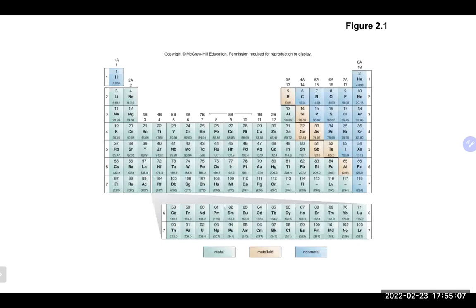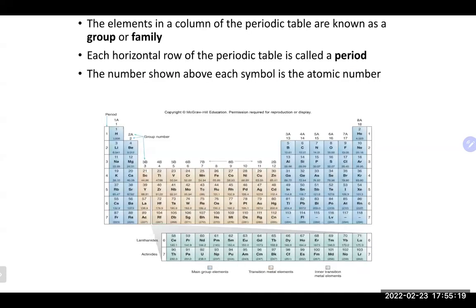So this is the periodic table. Obviously, the periodic table contains a lot of information on it. It obviously shows us all the sort of elements that we deal with. So let's talk about some of the important parts of it.